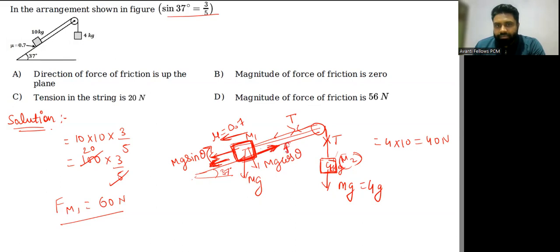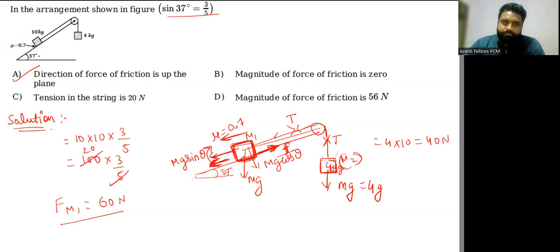This is the frictional value. Okay. So the force of friction will act upward. So option A is the correct option. We have to find it out. What is the correct option? So the force of friction will act in the upward direction.